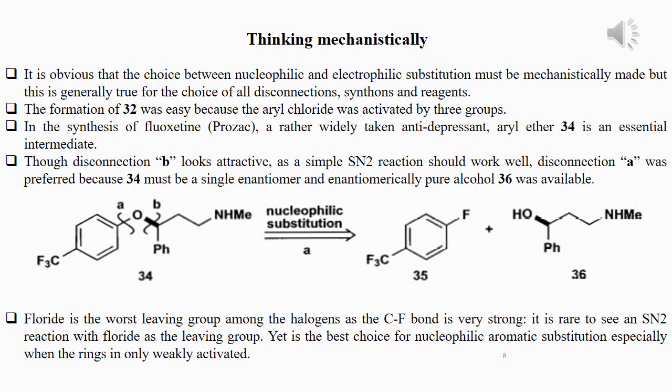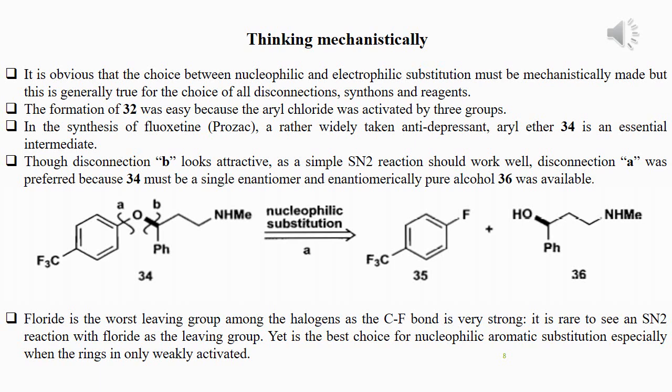Nucleophilic substitution bimolecular with the fluoride group as the leaving group is rare, but it is the best choice for nucleophilic aromatic substitution, especially when the ring is only weakly activated. The reason is that in nucleophilic aromatic substitution, first addition of the nucleophile takes place and then elimination takes place. So the leaving group, fluoride, is removed after the attachment of the nucleophile.